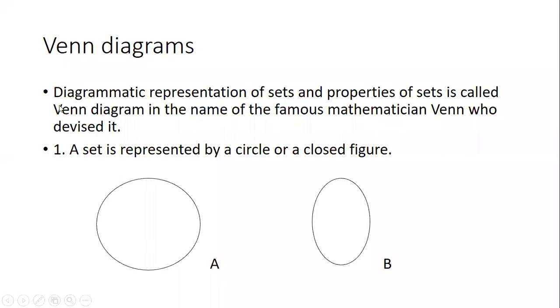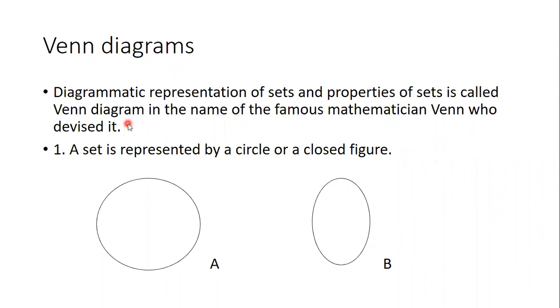Okay. So a Venn diagram is a diagrammatic representation of sets and their properties, which is represented by a closed figure. Always a set is represented by a closed figure or a circle. Usually a circle is used. Very few times you can see an oval.